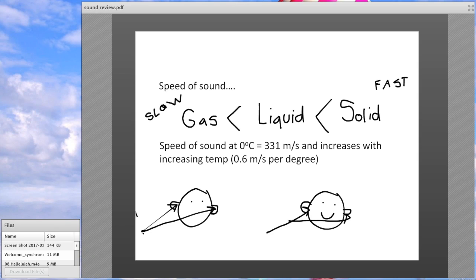But they couldn't just tell where I was coming from based on that noise because sound does travel so fast in a liquid. Now, the speed of sound at 0 degrees Celsius is 331 meters per second. Again, that's something I'd have to write on a note card and memorize. And then it increases by 0.6 meters per second every degree. And it actually decreases by 0.6 meters per second for every degree as well.